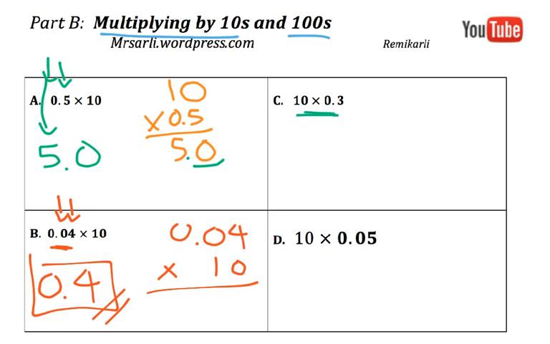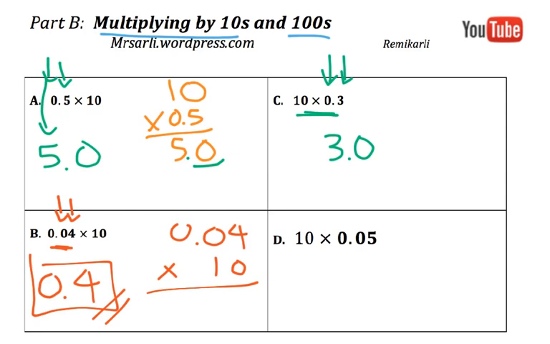So over here we have 10 times 3 tenths. And again, what's going to happen when you multiply by 10 is this 3 that's in the tenths place is going to move over to the ones place. So the answer would be 3.0.